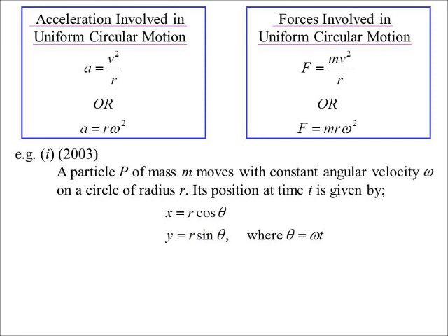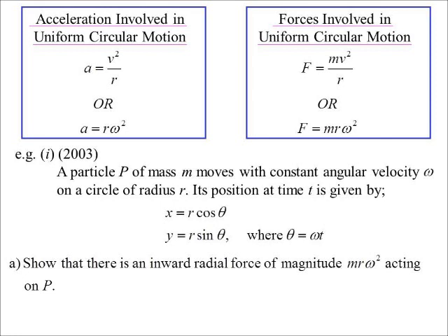2003. Particle of mass m moves with constant angular velocity omega, and what they've basically done is given us the parametric coordinates of a circle. Because if we're moving around in a circle, then the position of the point on the circle would basically be the parametric coordinates of the circle. So x is r cos theta, y is r sine theta, theta is omega times t. Show that there is an inward radial force, that's just basically saying it's directed towards the centre, of magnitude mr omega squared.